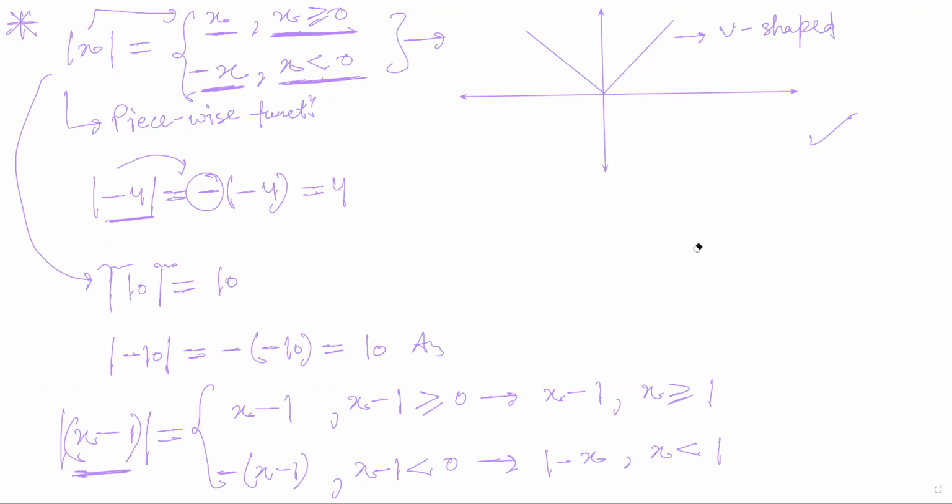And this is y equals mod x. It contains two branches. This is y equals x, and this is y equals minus x. So this is how you open a modulus. Now the main application of this third property is for the questions involving modulus.